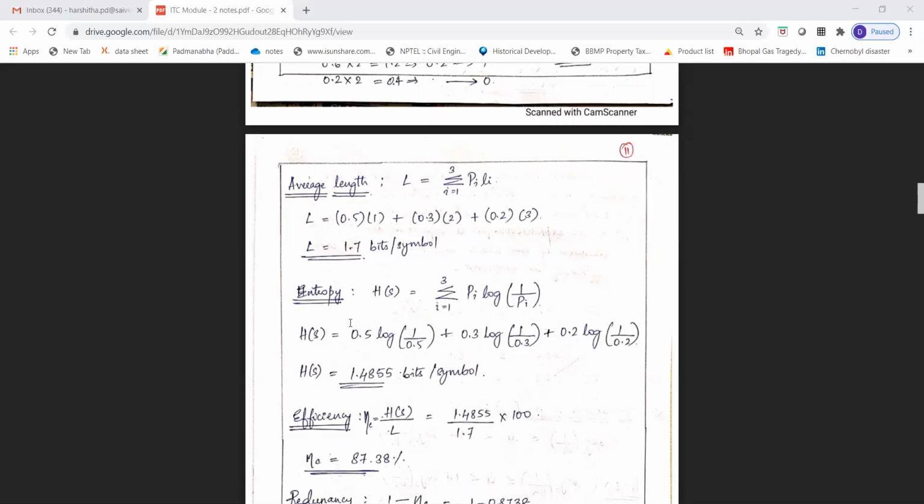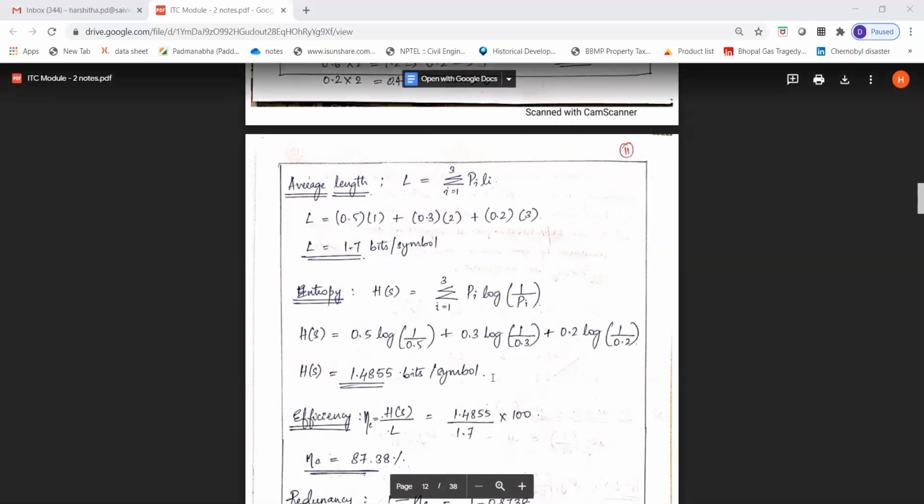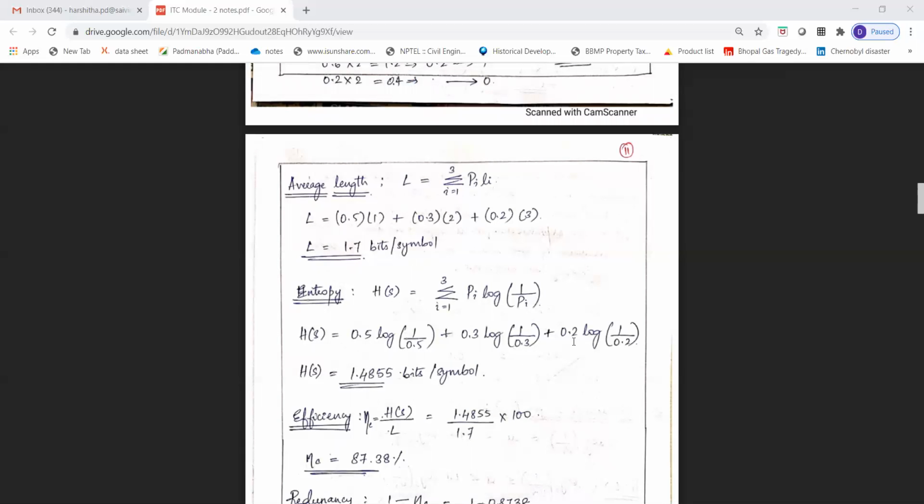Next, we are supposed to calculate the entropy. That is, H of S is equal to the summation of i equal to 1 to 3 of p_i log 1 by p_i to base 2. After substituting the probabilities, you'll get this equation, and with the help of a calculator, we'll be getting entropy as 1.4855 bits per symbol.